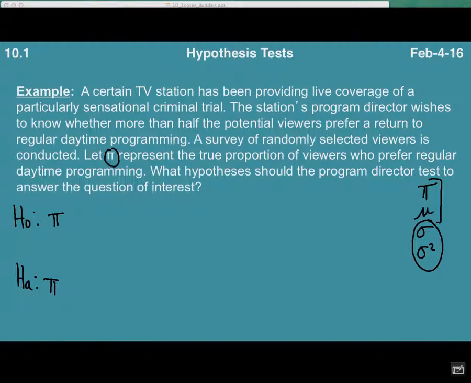Okay, next thing that you need to know is the null is always a statement of equality. The alternative is always inequality, so it's going to be greater than, less than, or not equal to, and it's based on the context of the problem. Remember that the null is what we assume to be true, and the alternative is what we're looking for evidence for. So the question says, the station's director wishes to know whether more than half the viewers prefer a return. So I want to know, is the proportion of people who prefer a return greater than 0.5? Is it more than half?